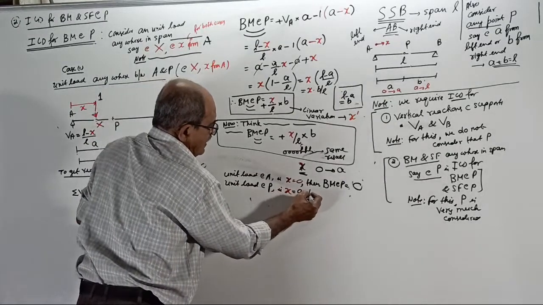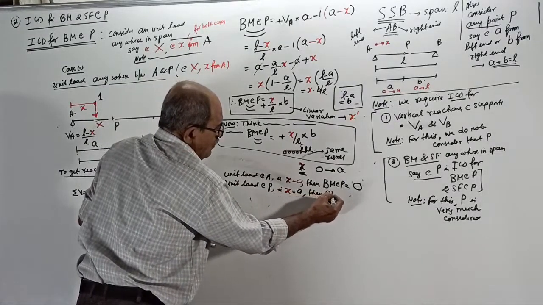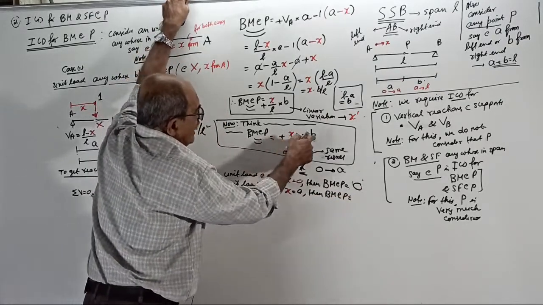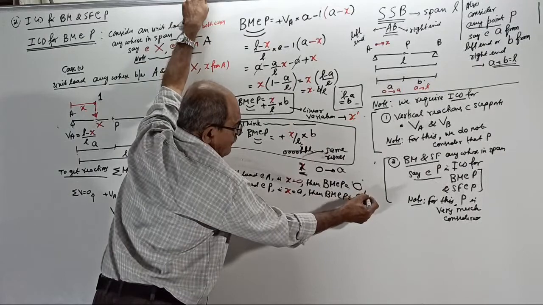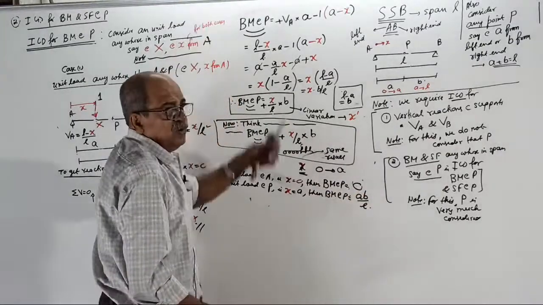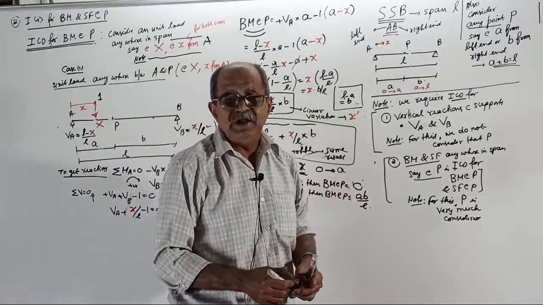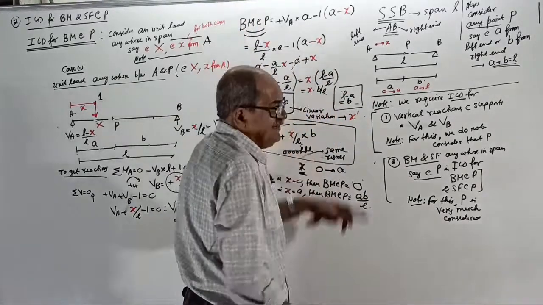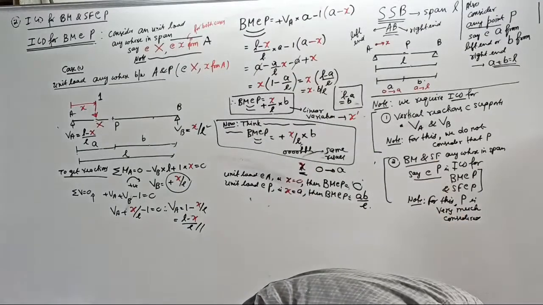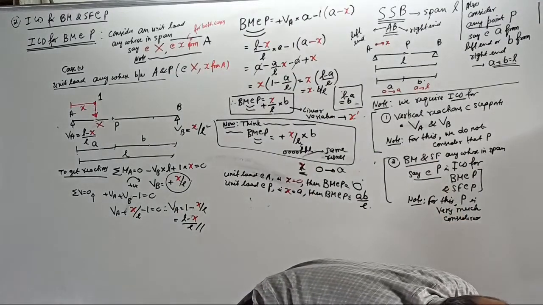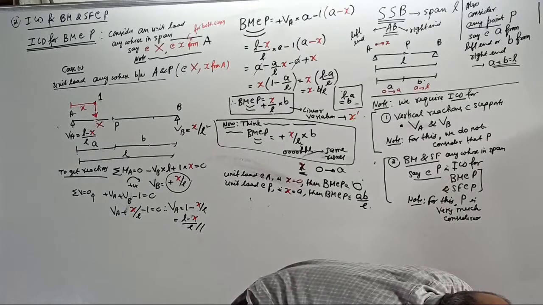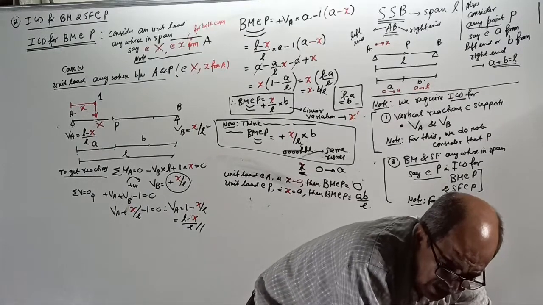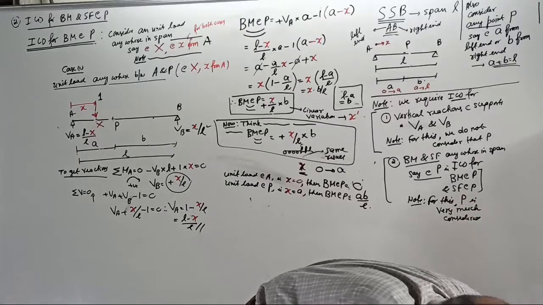X equal to A. Then bending moment at P equal to A into L by B, or I can put AB by L. Yes or no? I can write A by L into B is AB by L. Correct? That is, when the load reaches P, then BM there is AB by L.